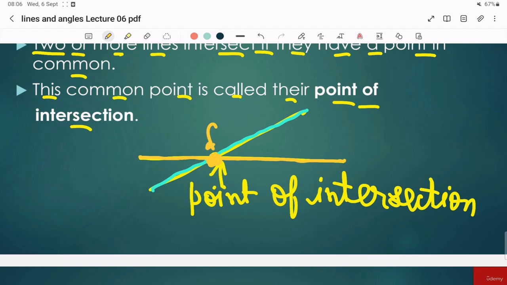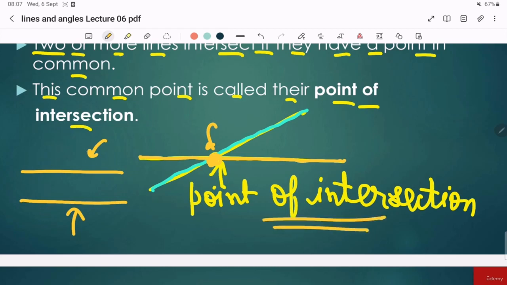Now let's say we have two lines like this. They are not intersecting because they don't have point of intersection. These two are separate lines. We don't have any common point which is on this line and on this line. So therefore, these two lines don't have point of intersection. Hence, these two lines are not intersecting. If two or more lines have point of intersection, then we can say they are intersecting lines.